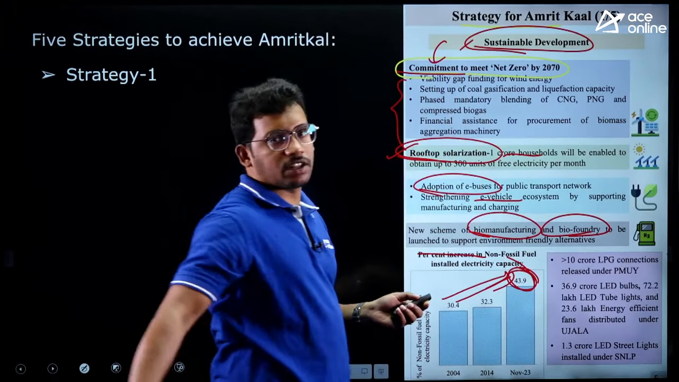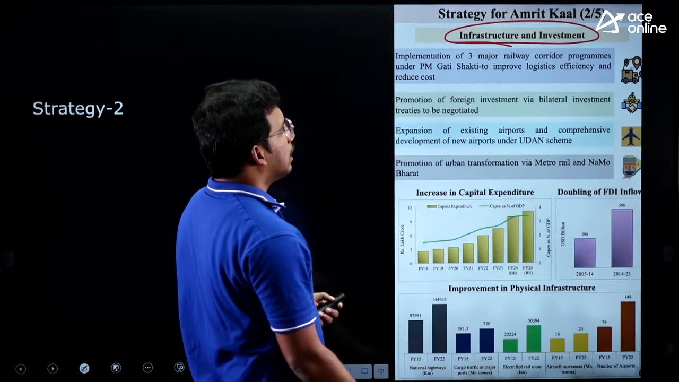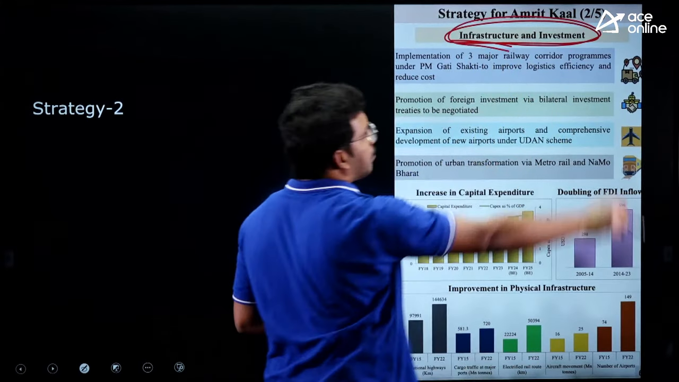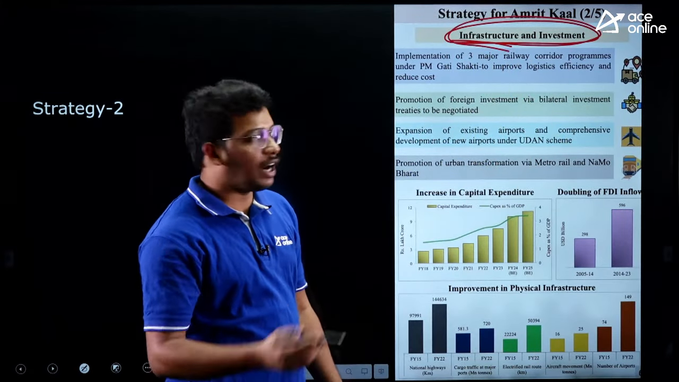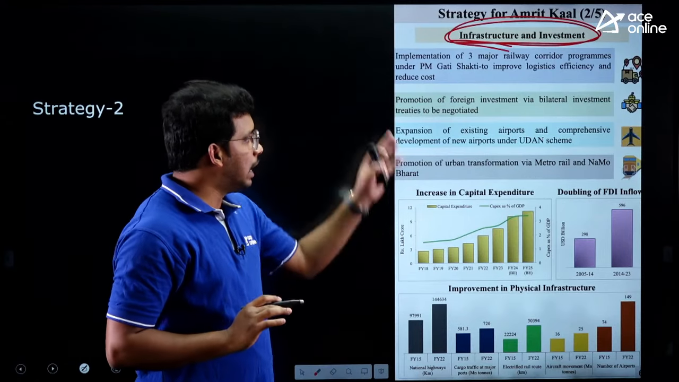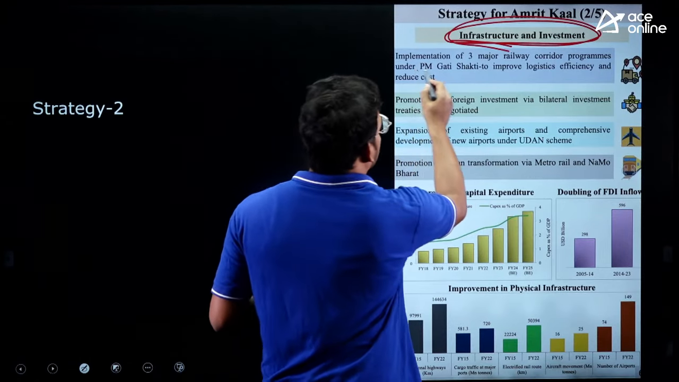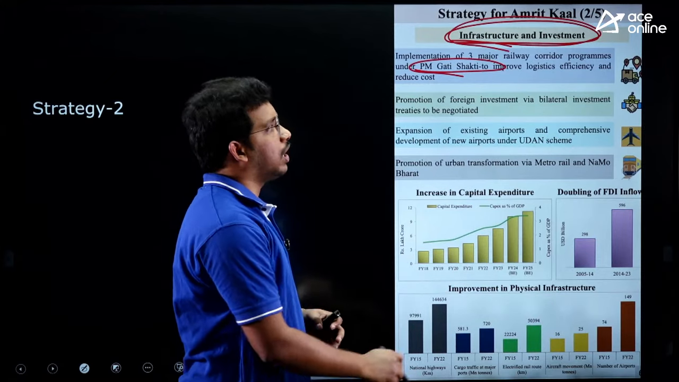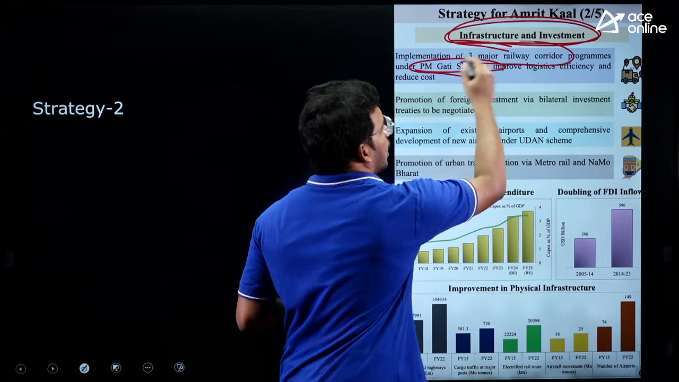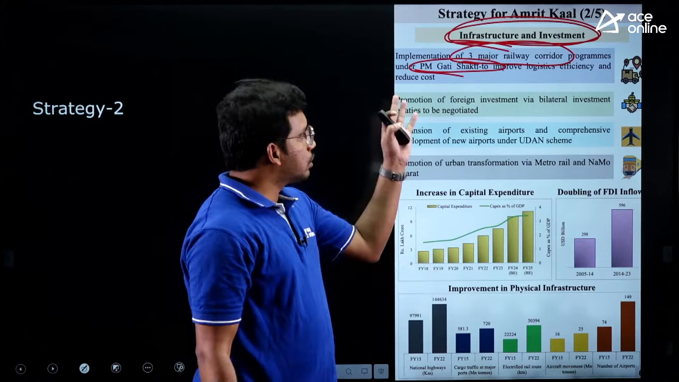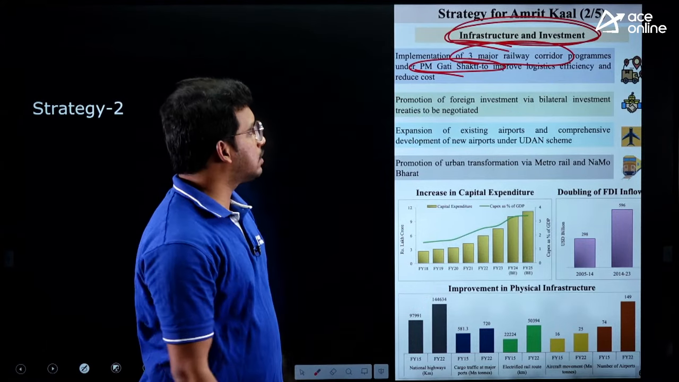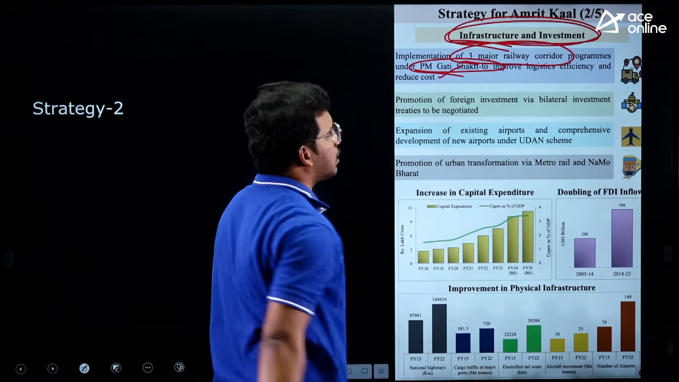Sustainable development strategy, under that these provisions are there. Then infrastructure and investment. Creating infrastructure and investment is also very important. Under this they have kept certain elements. Under the PM Gati Shakti Yojana, there will be three new major railway corridors, right? So there will be three new railway corridors under PM Gati Shakti Yojana.